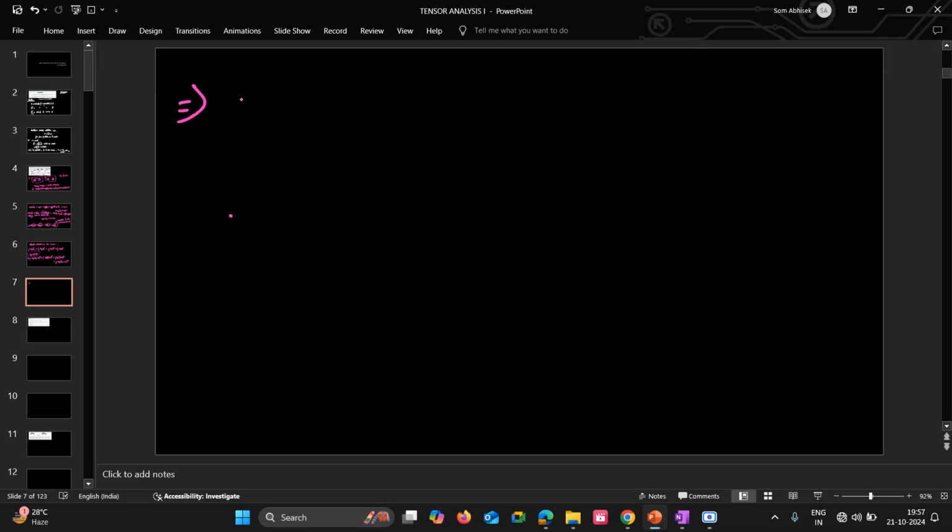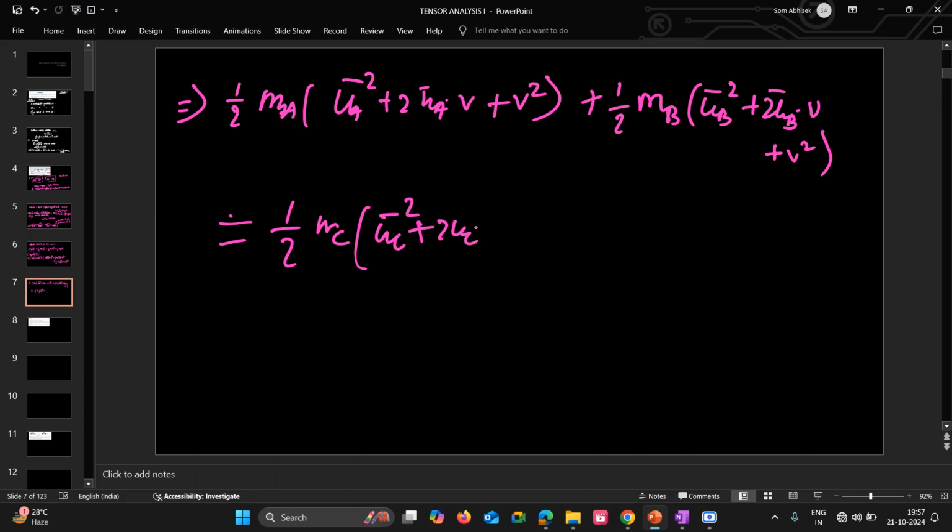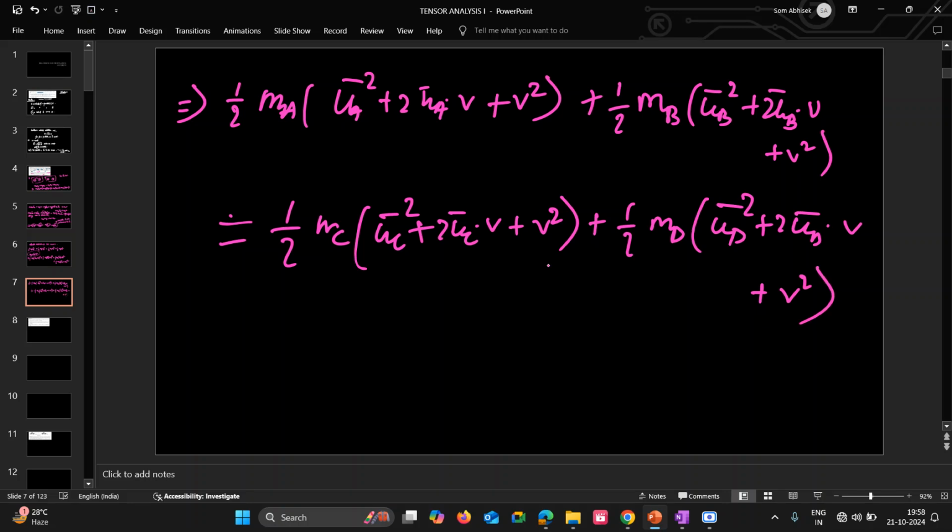If I open the brackets, I will get half Ma (Ua bar square plus 2 Ua bar dot V plus V square) plus half Mb (Ub bar square plus 2 Ub bar dot V plus V square) is equal to half Mc (Uc bar square plus 2 Uc bar dot V plus V square) plus half Md (Ud bar square plus 2 Ud bar dot V plus V square). Okay, so this is what we got.